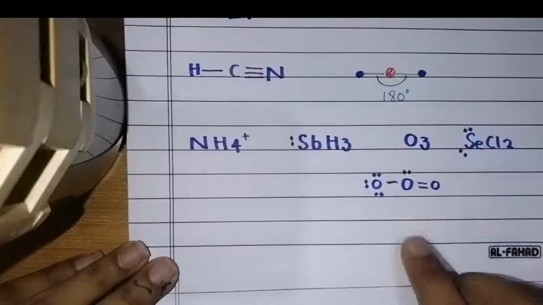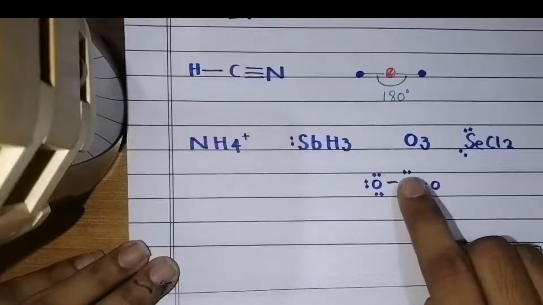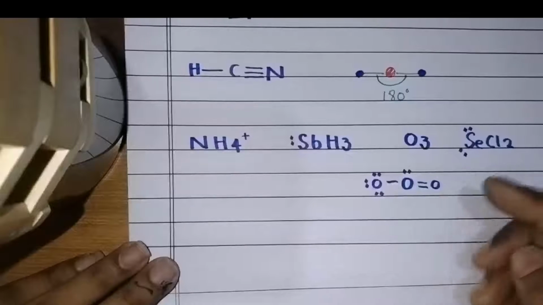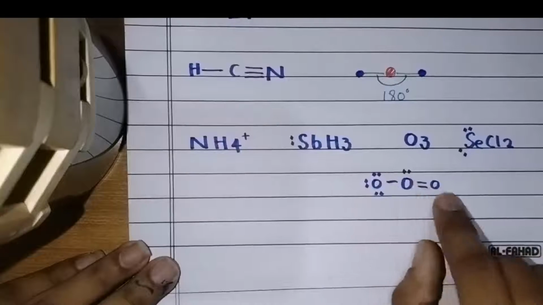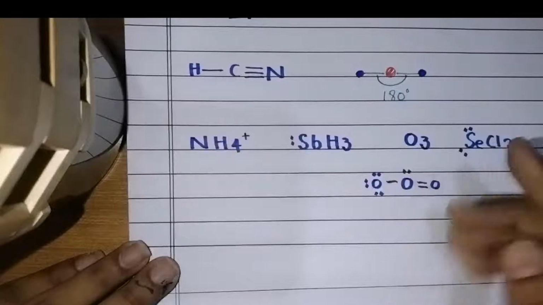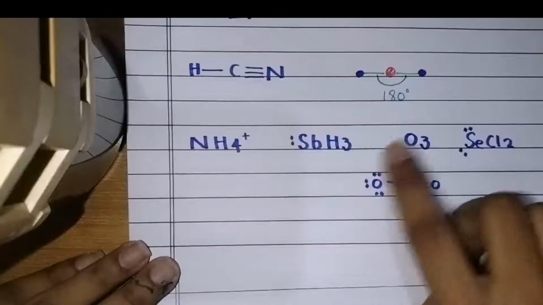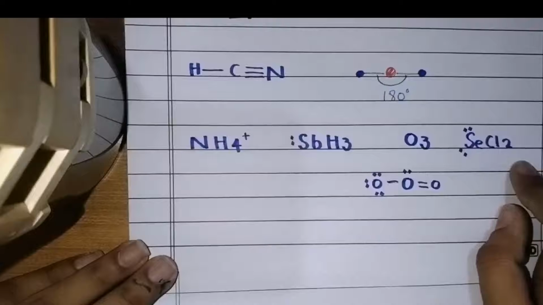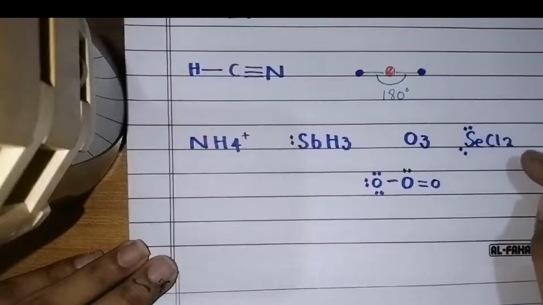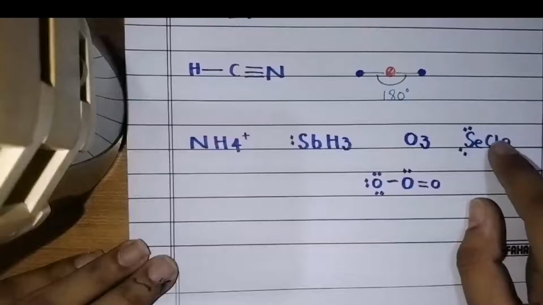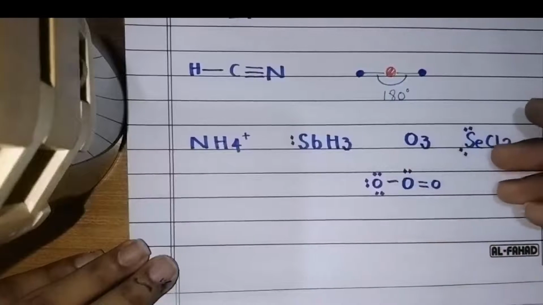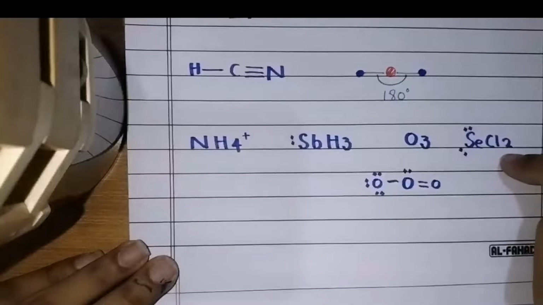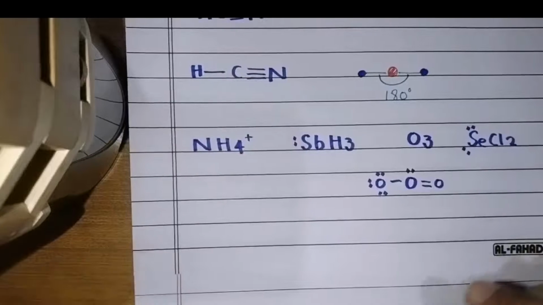And talking about ozone, the central atom, oxygen, has 3 things around the central atom. So 2 of the things are atoms and 1 thing is the lone pair of electrons. And we have here SeCl2, which has 2 atoms around the central atom and 2 electron pairs, which means 4 things around the central atom. So that would also be based on the tetrahedral structure.